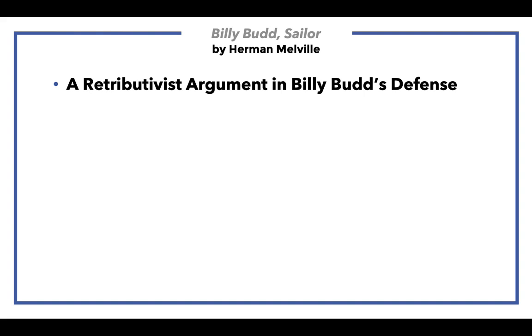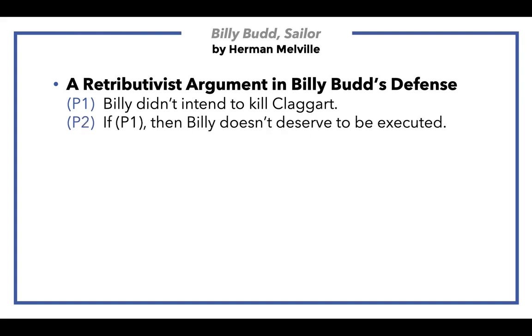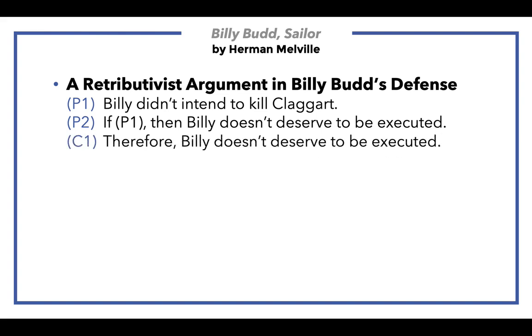Here, I'm going to give a retributivist argument in Billy Budd's defense. I think maybe this is the most natural way to think about it from a retributivist point of view. Premise 1, Billy didn't intend to kill Claggart. Premise 2 says if Billy didn't intend to kill Claggart, then he doesn't deserve to be executed. The thought here is you only really deserve punishment if you intend to do something wrong. And so since Billy didn't intend, he doesn't deserve to be executed.